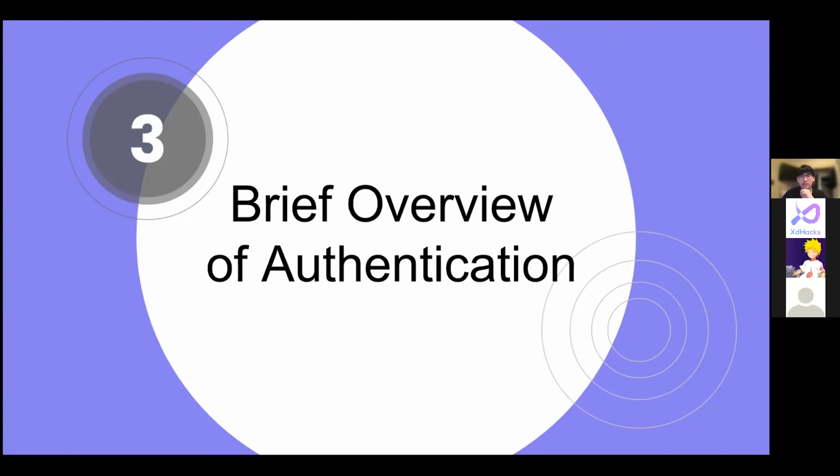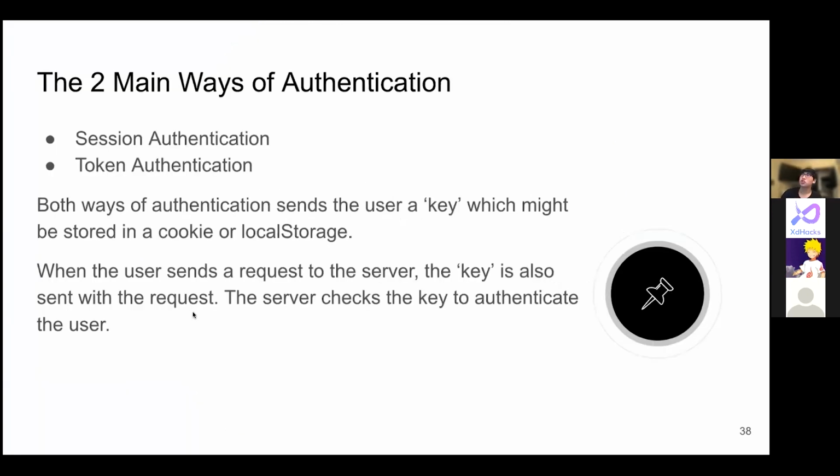And its almost twin brother, authorization, is what gives you, the user, permissions to access a resource. For instance, if the website has an admin page, only people who are authorized are able to access it. So let's go over the two main ways of authentication. The two main ways are session authentication and token authentication.